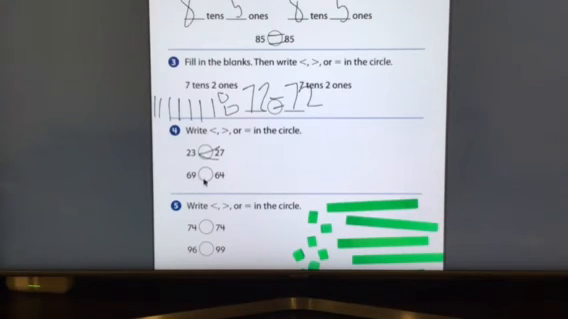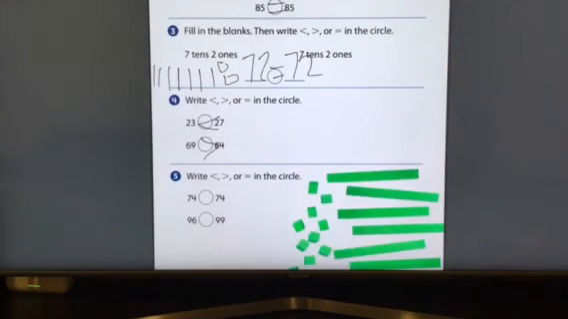69 blank 64. First, look at the tens place. This one has a 6 here, and this one has a 6 here. Then you need to look at the ones. This one has a 9, and this one has a 4. 9 is greater than 4. Therefore, 69 is greater than 64. And the open mouth part is facing the number that is greater than.